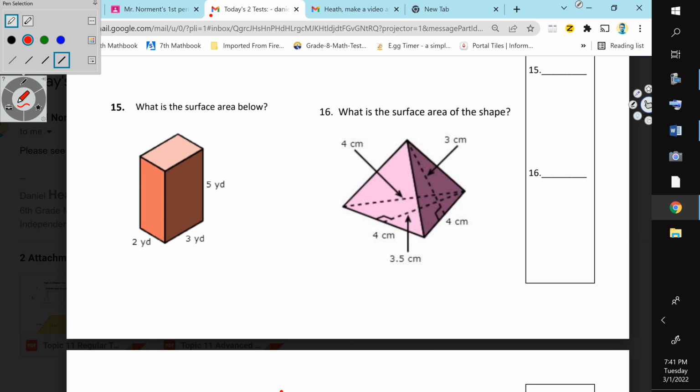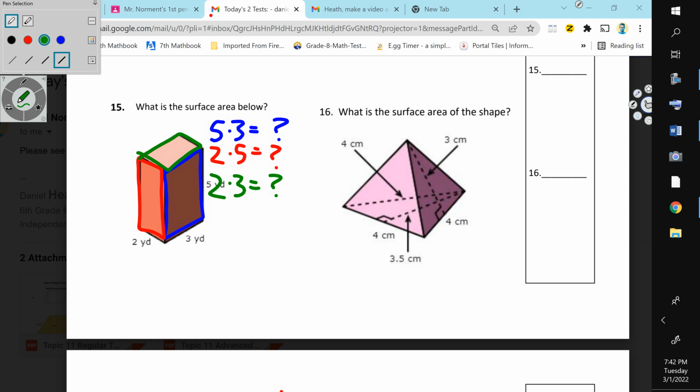Number 15, surface area. Remember, 3 surfaces. Let me see how easy I can make this for you. The right side is going to be 5 times 3. Okay? Then you have the front. Let's call this the front. That's 2 by 5. And then you have the top. Those are 3 out of 6 surfaces. The top is going to be 2 by 3.